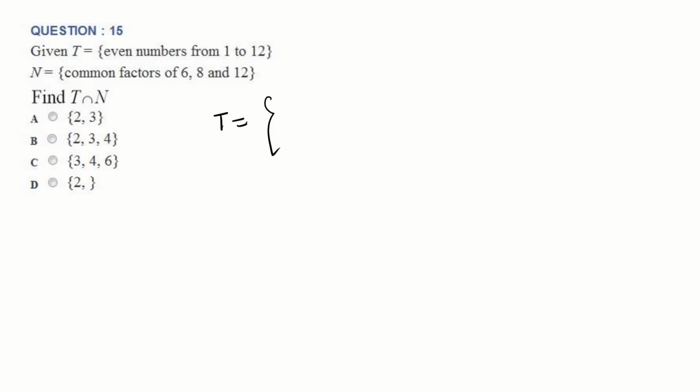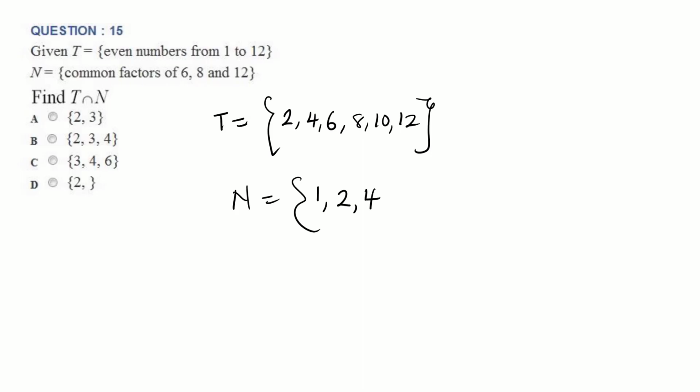So let's write out the elements of t. These are the even numbers from 1 to 12, and this starts from 2, 4, 6, 8, 10, and 12. 12 is inclusive in this case because the definition says even numbers from 1 to 12. And n is defined as common factors of 6, 8, and 12. So what are the common factors of 6, 8, and 12? We have 1, 2, 3 will not go in 8, 4 will go in 8. That's all. So we have the common factors of 6, 8, and 12 to be 1, 2, and 4.